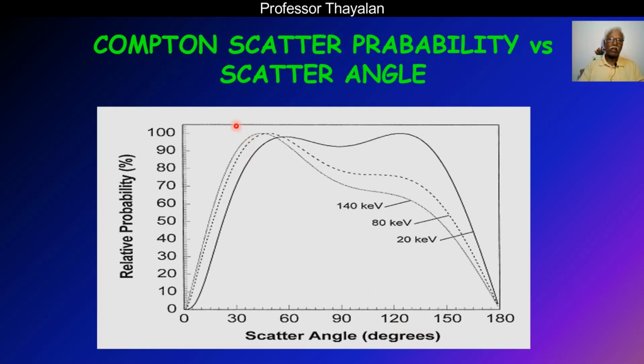Let us see the Compton scatter probability with the scattering angle. Suppose the scattering angle increases, what will happen to the Compton scatter probability? When the angle is lower, the probability is more towards the high energy, like 140 kilo electron volt. As the angle increases, the probability is more towards the low energies. So in diagnostic radiology, this is the range we are actually using around here, where the probability of scatter is more towards the low energy X-rays.